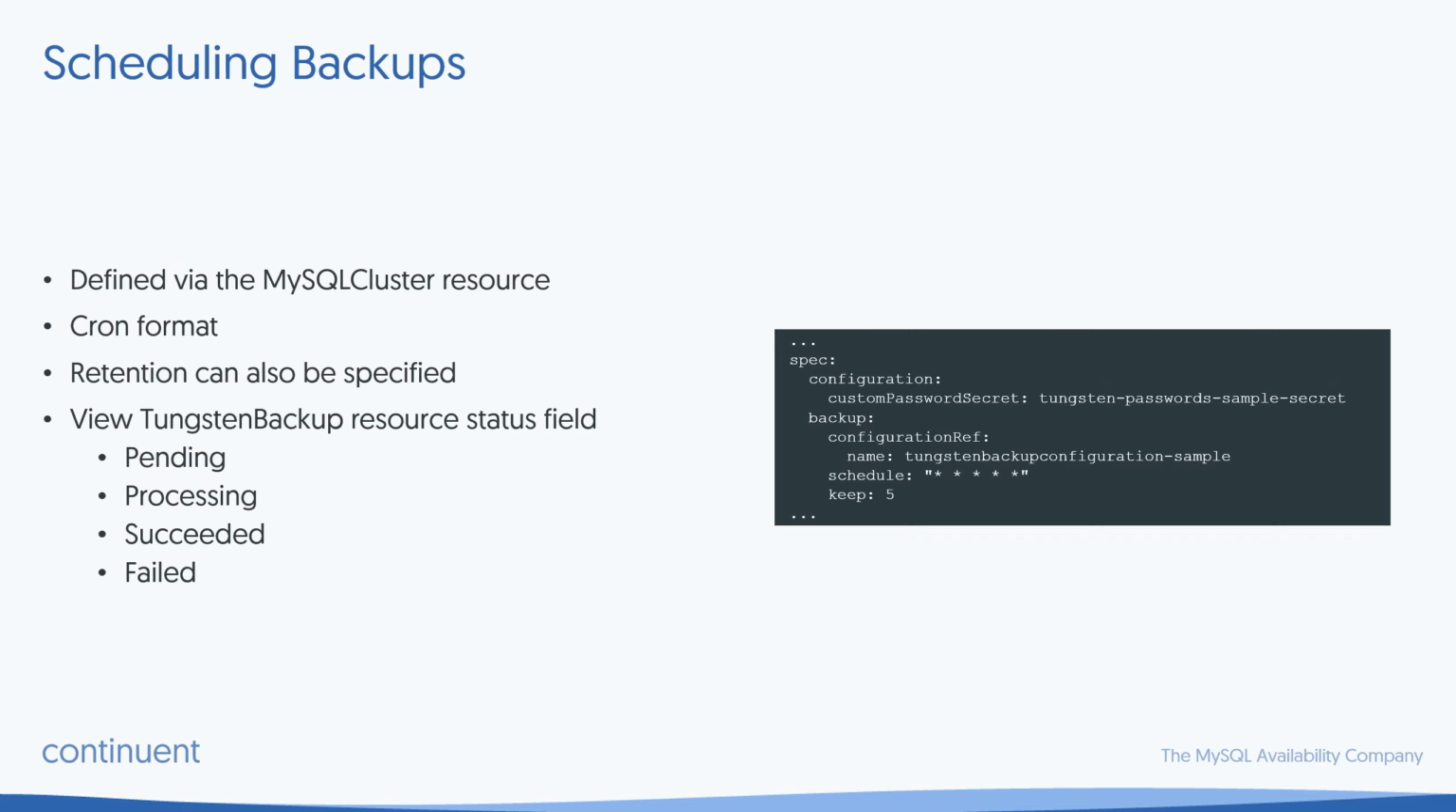What's important here is in configuration ref, we have name, Tungsten backup configuration sample. If I switch back to my previous slide, it is the same name that you specify in your backup configuration here. So it's important that these 2 values match so that the scheduling can schedule the correct backup configuration. Once all of that's set up, you can view the Tungsten Backup Resource status fields, which will show pending, processing, succeeded or failed, so you can get a feel of the progress of your backup.